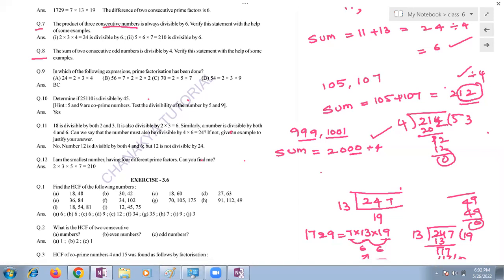This is one important rule, children. These things you don't forget; you need to remember them.